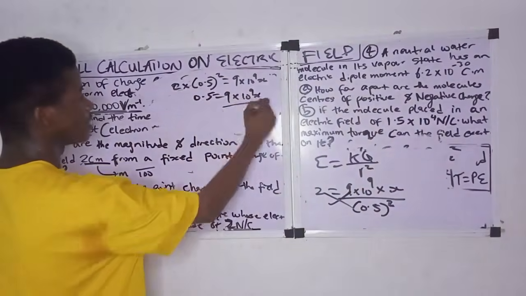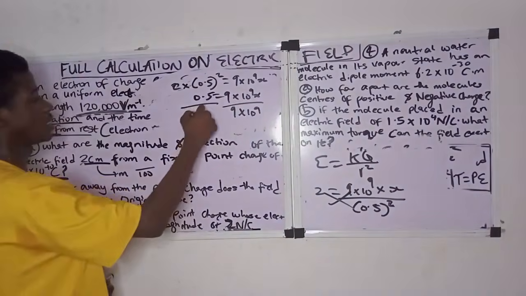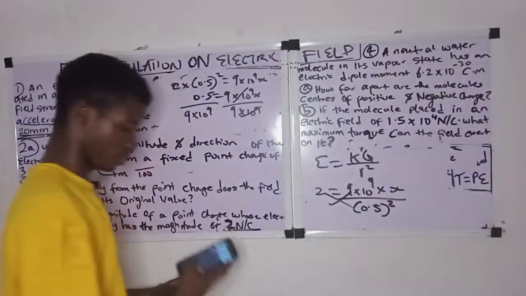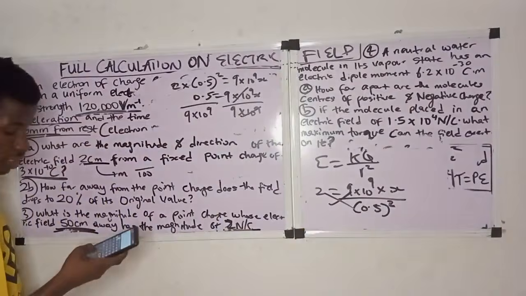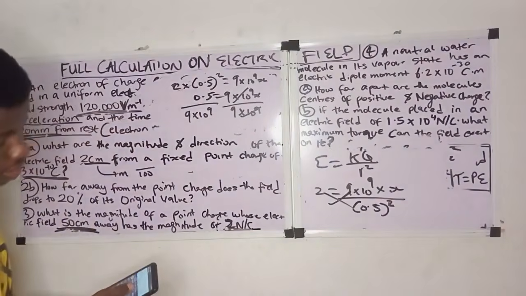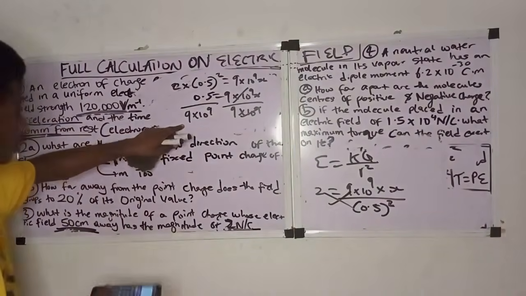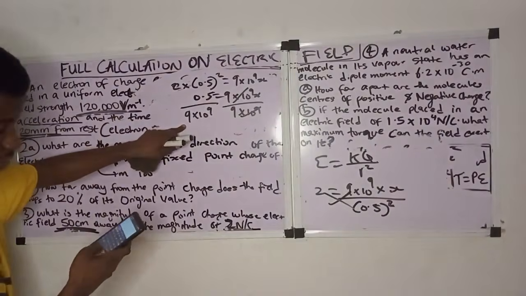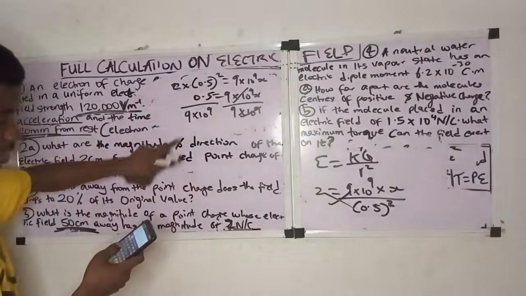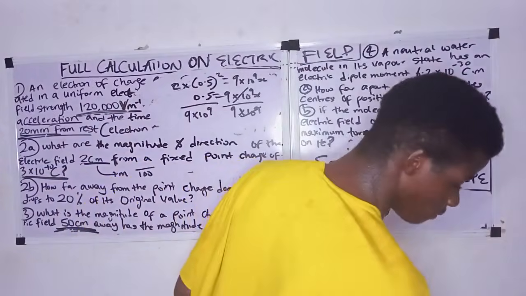So we're looking for the charge. Divide both sides by 9 times 10 raised to 9. This one will cancel this. So 0.5 divided by 9 times 10 raised to 9, let me do it. 0.5 divided by 9 times 10 raised to power 9 gives us 5.55 times 10 raised to power minus 11.